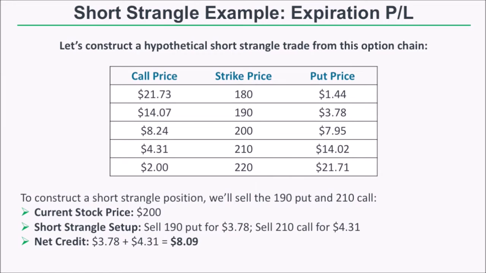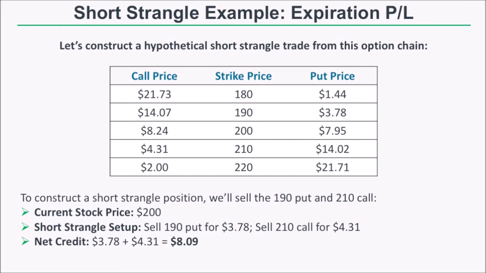So now let's go ahead and take a look at a hypothetical short strangle position constructed from the following option chain. So at the time of these option prices, let's say the stock price is trading at $200, and we believe the stock price is going to remain between 190 and 210, so a 5% move up or down. So what we can do is we can sell a strangle on this stock.